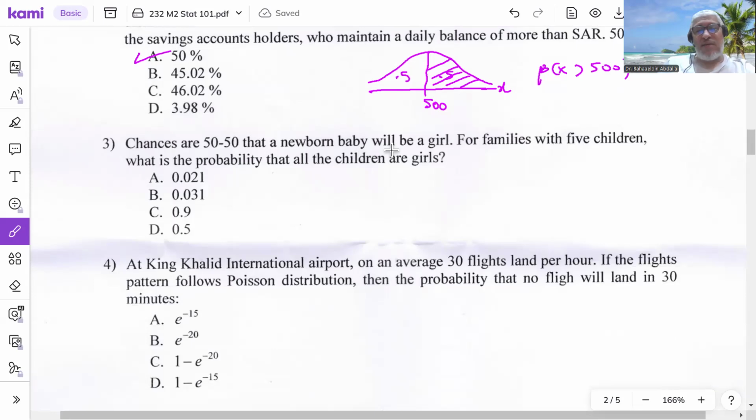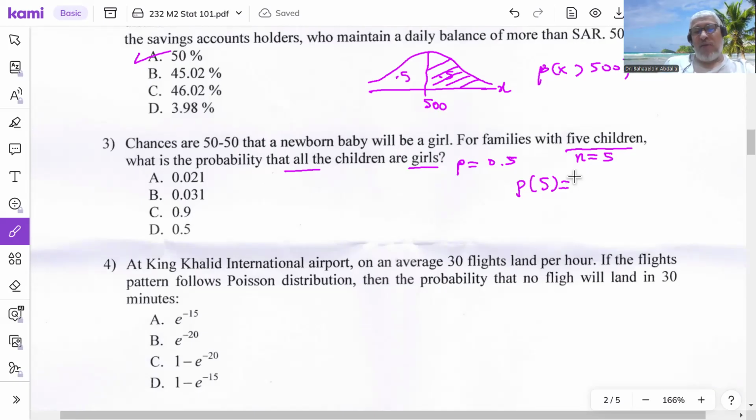Chances are 50-50 that a newborn baby will be a girl. So the probability that it's a girl is 50% or 0.5. For families with 5 children, so this is an N, 5 children. What is the probability that all the children are girls? Well, you can think of this problem as a binomial distribution with N is 5 and he is asking about girls. So the probability of a girl is 0.5. And he is asking what is the probability that all the 5 children are girls. So what is the probability of 5?